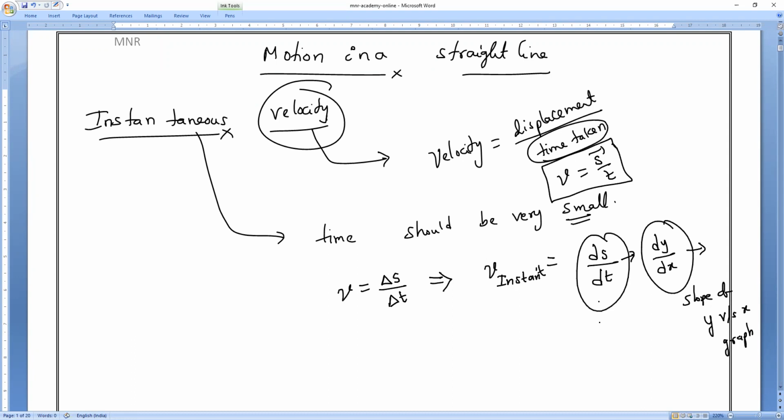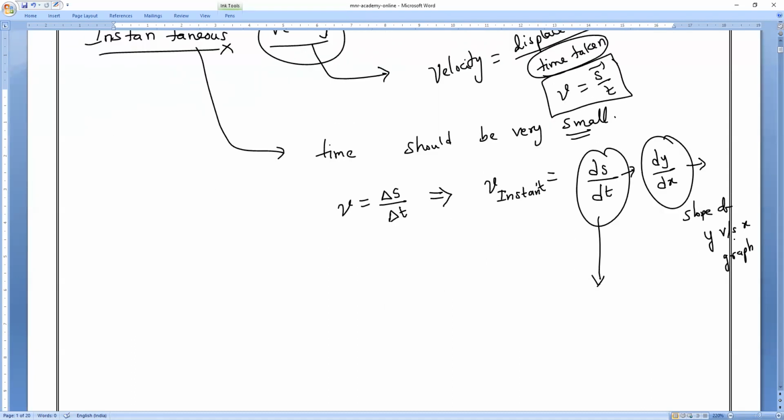In the same way, what does ds by dt mean? Can you tell me? dy by dx means the slope of the y versus x graph. Here s means distance or displacement, not speed. Speed symbol is v. Velocity, displacement and distance symbol is s. Understand?